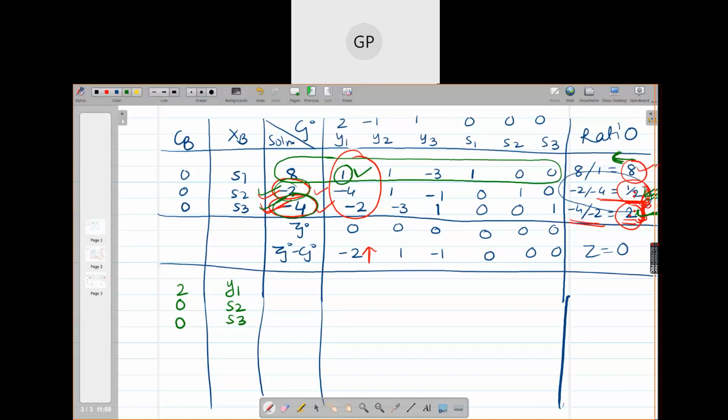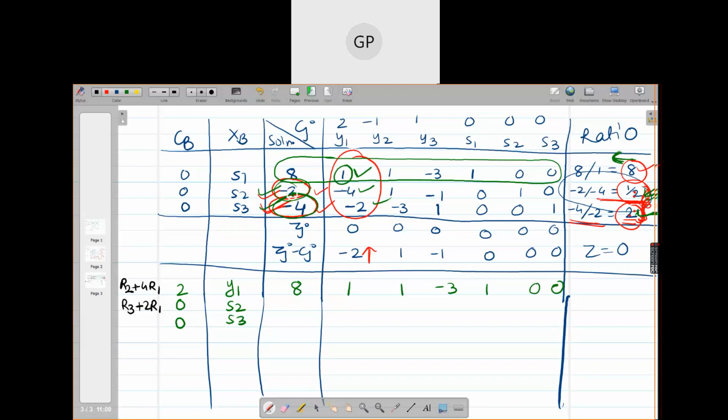So what is the pivot element? One. So there is no change in the first row. First row entirely will remain as it is because the pivot element is already 1. Now we have to reduce this 4 to 0, this minus 2 to 0. So what is the operation for R2? R2 plus 4R1, and R3 will be R3 plus 2R1. So let us do that.